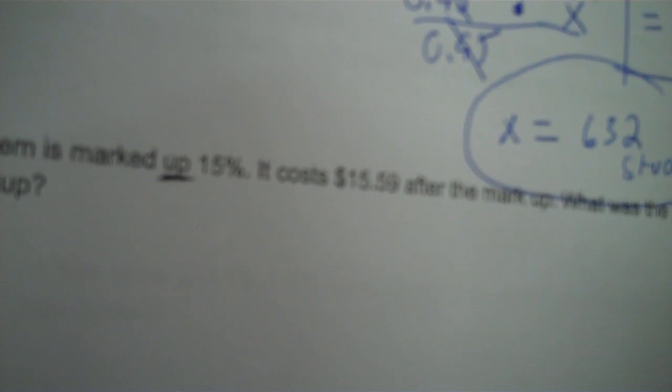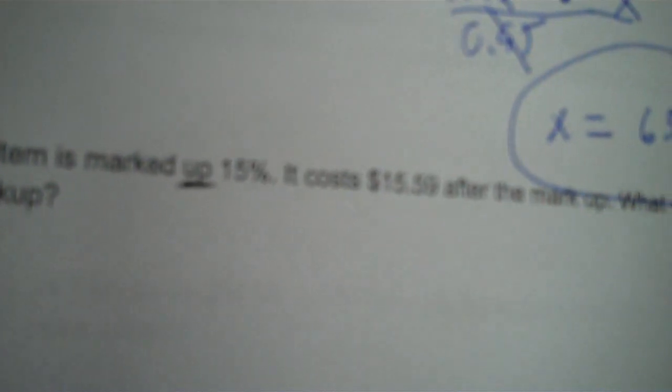Okay, next problem. An item is marked up 15%. It costs $15.59 after the markup. What was the price before the markup? Now again, the percent, I don't see "of." I just see up 15%. So that's not the table. If it doesn't have "of" after it, we don't want to use the table.